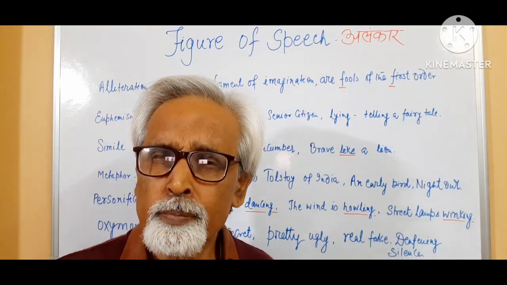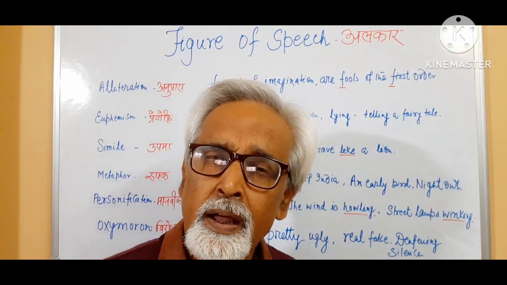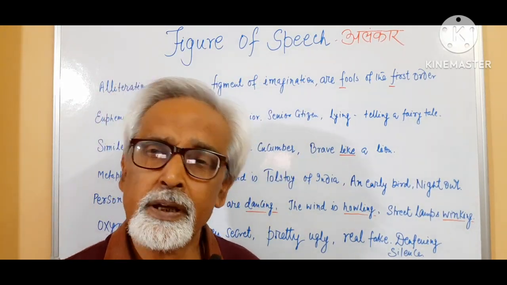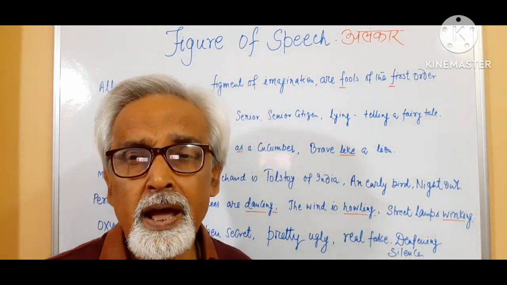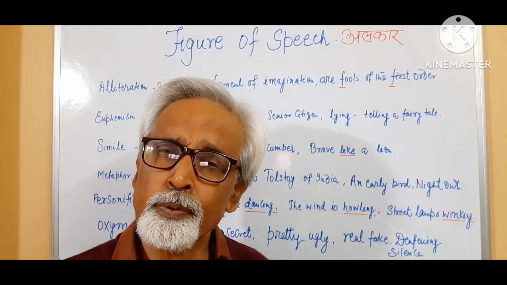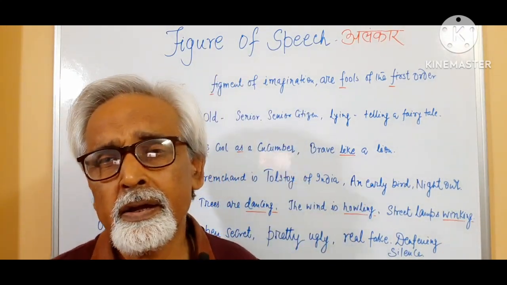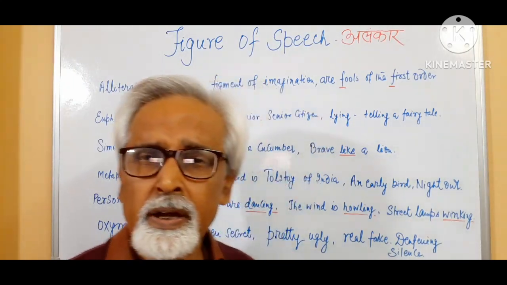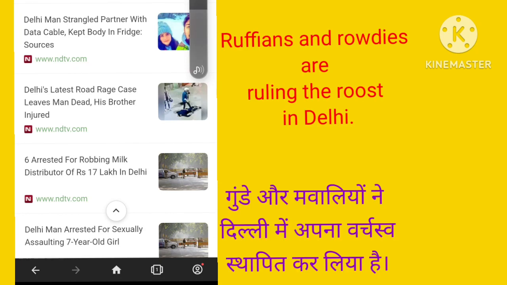One more example. Ruffians and rowdies are ruling the roost in Delhi. You hear of so many crime stories nowadays, and it comes to your mind, oh, what Delhi has become. So ruffians and rowdies have almost established their rule in our national capital. So a figurative example can be used here. Rowdies and ruffians are ruling the roost in the capital city.